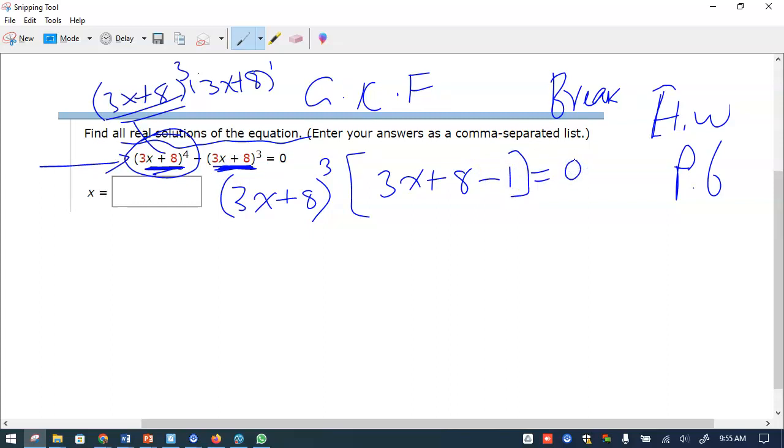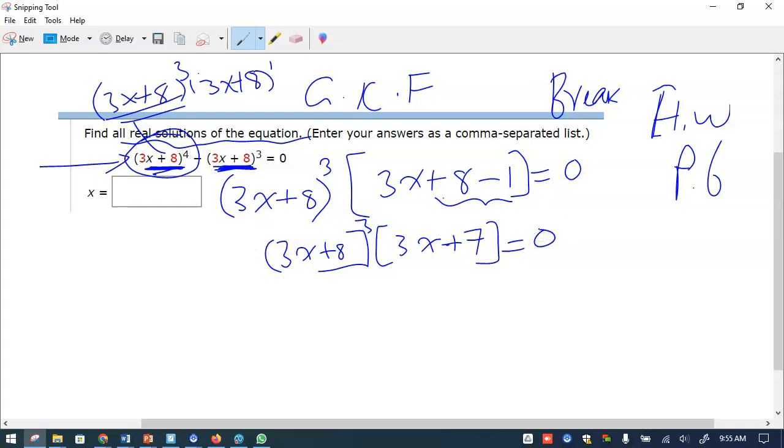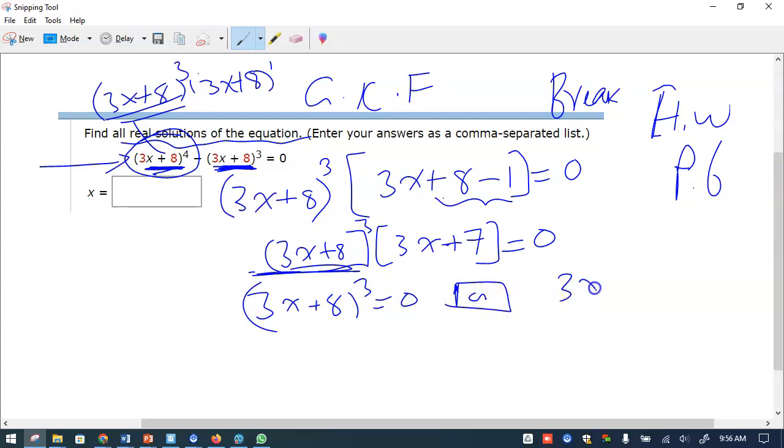So that means this part will be 3x plus 7, and the first one is 3x plus 8. Now we can use the zero product property and say either the first one, 3x plus 8 raised to the power 3, is 0, or the second one, 3x plus 7, equals 0. And then you solve for x.